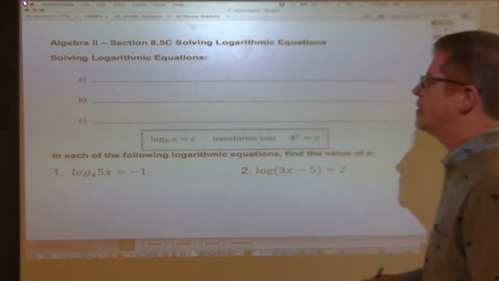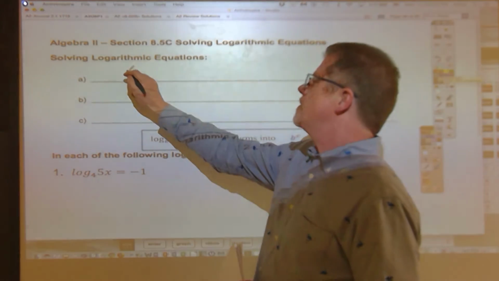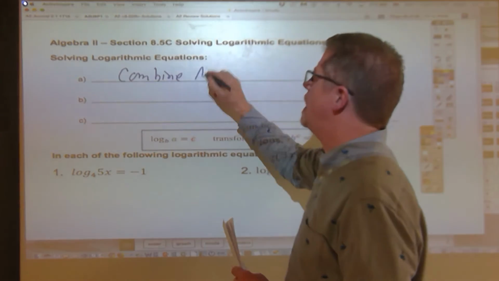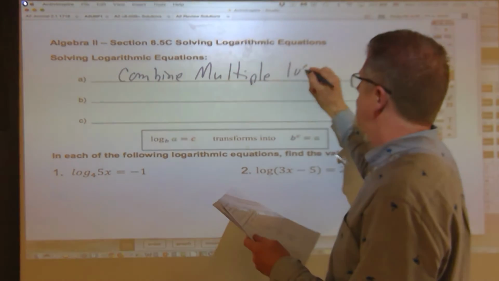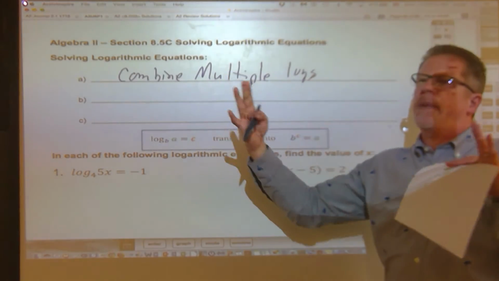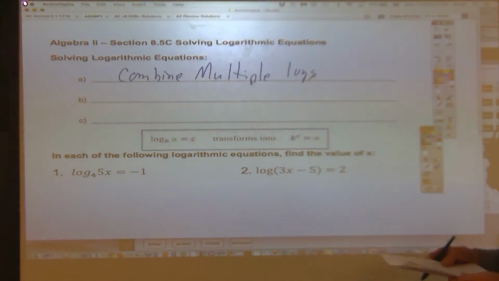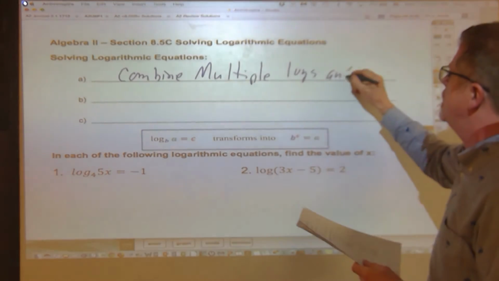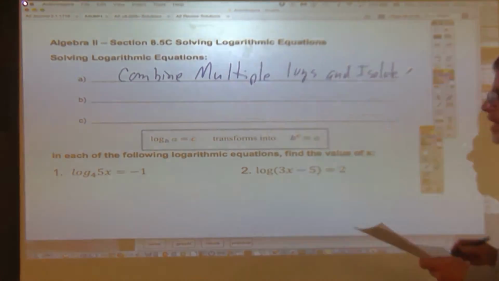Let's begin learning how to solve logarithmic equations. First step is going to be, if you have multiple logs, we want to combine multiple logs. And what that means is that if there's 4 logs or 5 logs, we need to smash them down or condense them, if you will, into a single log using log properties. Combine multiple logs and then isolate it so that it's all by itself on one side of the equation.